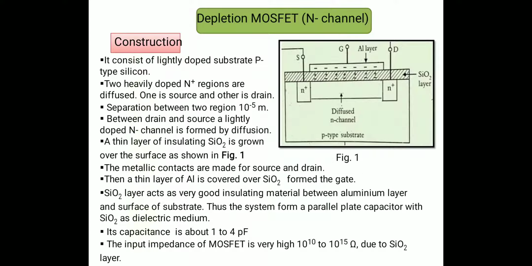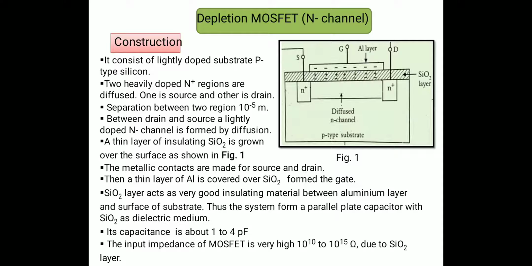Now the depletion MOSFET. First we will discuss the construction of the N channel depletion MOSFET. It consists of a lightly doped p-type substrate. Then two heavily doped n regions are formed. One n region is called the source, the other is called the drain. N plus represents a heavily doped n region. Then, in between drain and source, a lightly doped n channel is diffused as shown in figure 1.